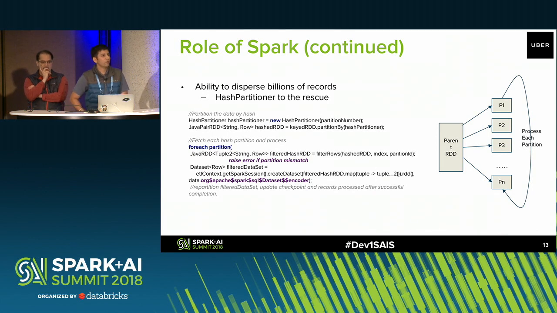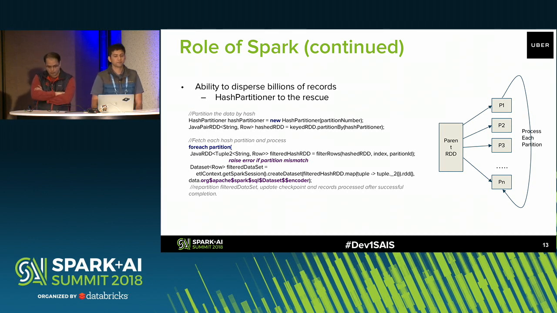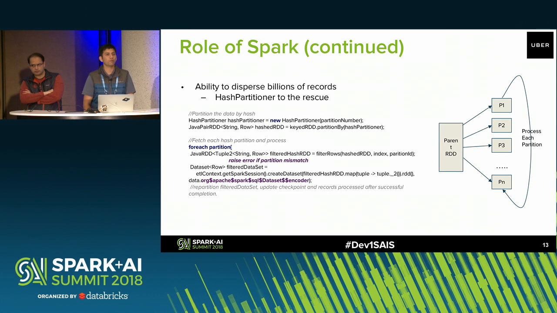Now, when we talk about billions of events, one of the biggest challenges is how we can ensure that we can compute and disperse all the data only once. Spark has inbuilt support for a hash partitioner. What it basically allows us to do is break the entire data sets into consistently hashed partitions so that at any given point of time, we can keep track of how many partitions have been processed successfully, so that in case of a failure, we can just process from that point onwards.